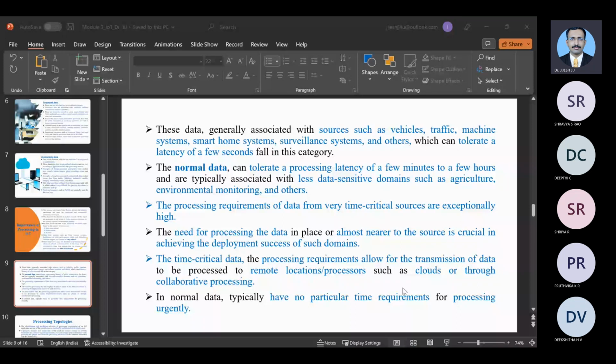And we can say that for the time critical data processing requirements, like transmission, remote locations, and such as cloud, all this collaborative processing can be taken care of. So you can say that there is no particular time requirement for processing in some cases when we are considering the normal data. Normal data means what? For example, you are sending some photo or some video and all those things. It is okay that it takes a bit of time to reach the destination. It is not going to create any disturbances.